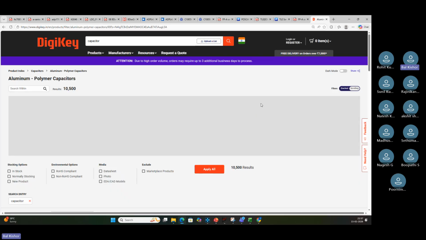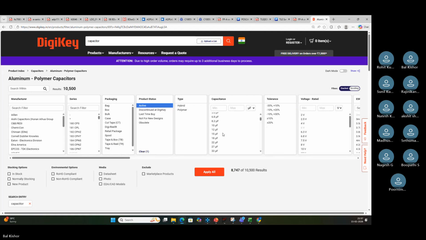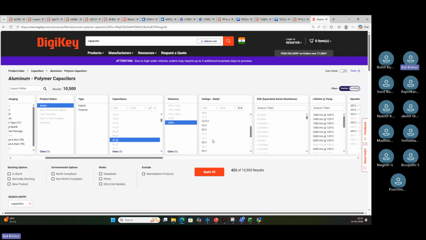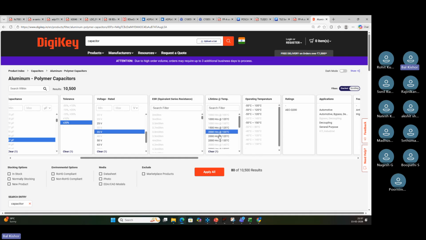You wanted to talk about the lifetime, so we'll take one of the capacitors. Let's say 47 microfarad I'll choose, 20% tolerance, and voltage rating let's say 35 volt. For the number of hours, I can take 2000 hours for 105 degrees centigrade. 125 is how many? 16 only. 1000 hours is 14 only. Leave it, only one is enough.